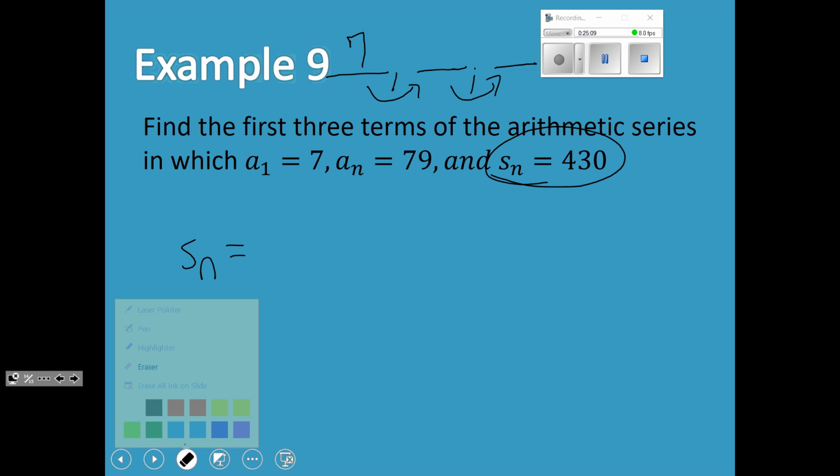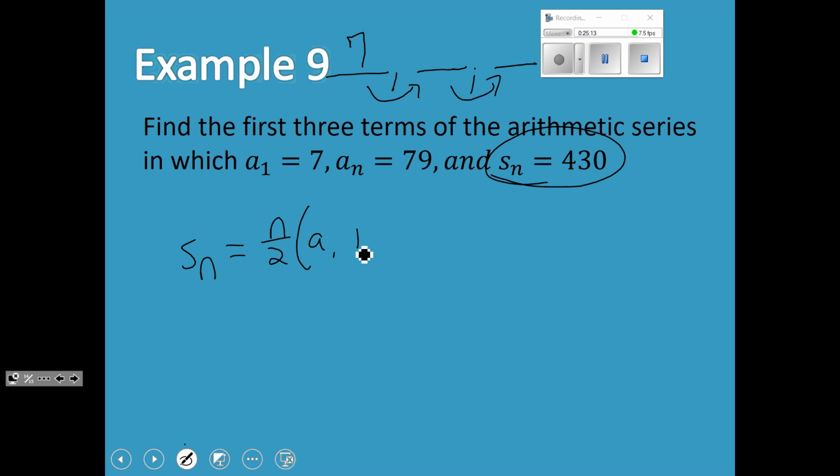This would be n. N divided by 2 times a sub 1. Let's plug in what we know. So we know S sub n, the sum, is 430. My first term is 7, and we're going all the way to 79. My question is, do you know n?